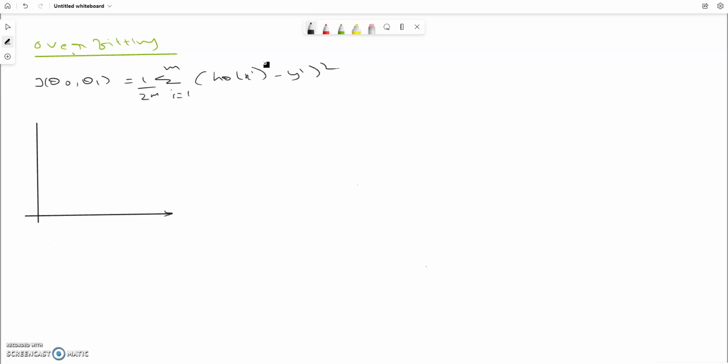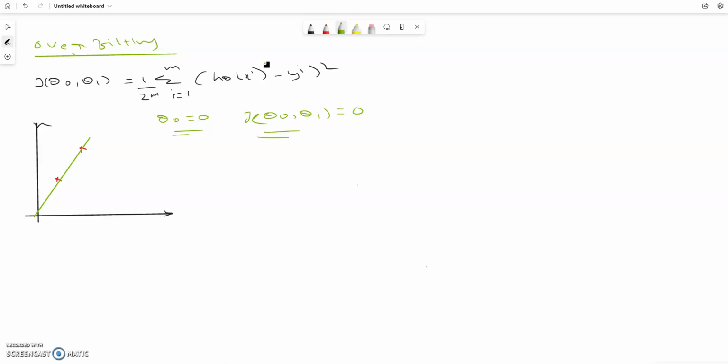We have the y-axis and x-axis. Now let's say that we have 2 points in this axis, and the line is passing through the intercept 0. That means theta naught is equal to 0 in this case. Now what will be our cost function for this graph? The cost function for this graph is 0 because the actual points are lying on the regression line. The main aim of this cost function is to minimize the value.